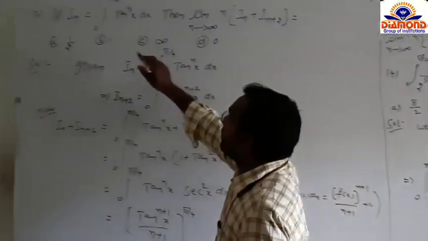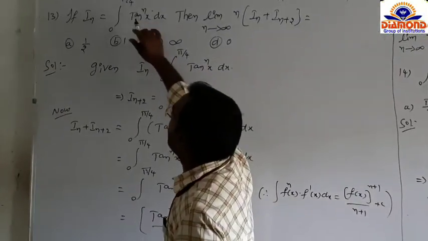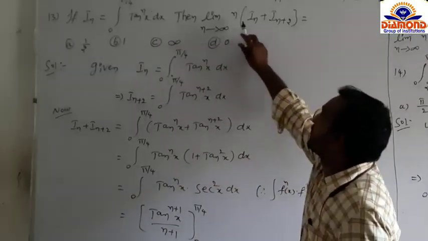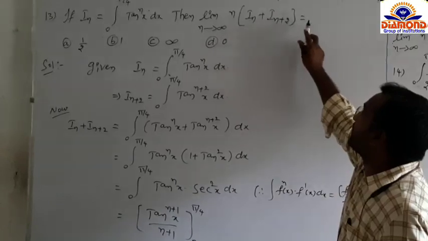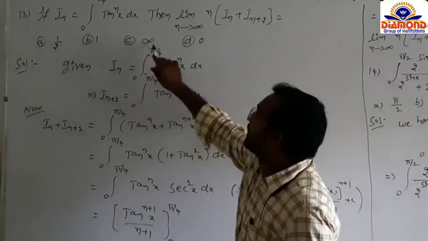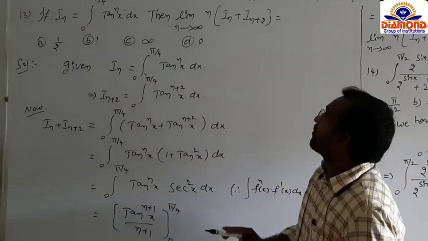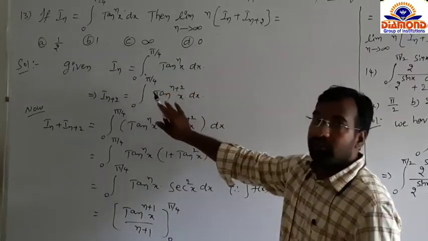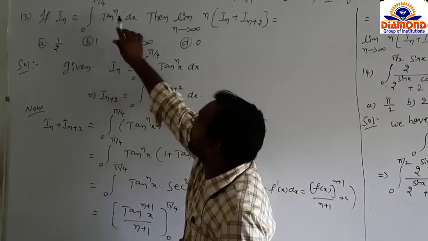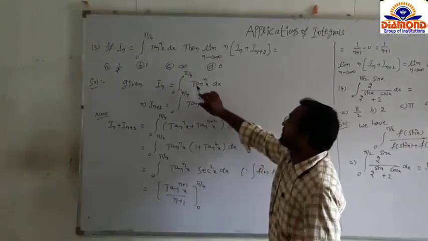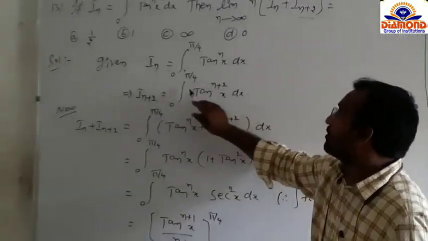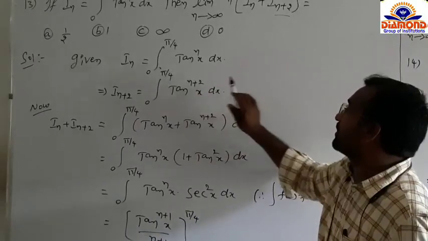If In equal to integration 0 to pi by 4 tan power nx dx, then limit n tends to infinity n into In plus 2 equal to: option A 1 by 2, option B 1, option C infinity, option D 0. So what is the given function? Given function In equal to 0 to pi by 4 tan power nx dx. So from this In relation you write the In plus 2 value. So In plus 2 equal to 0 to pi by 4 tan power n plus 2 x dx.